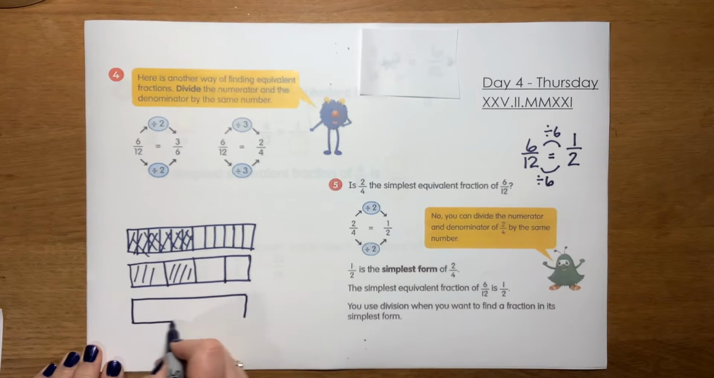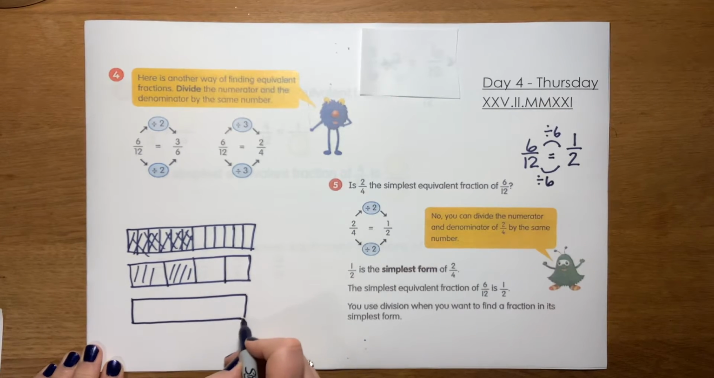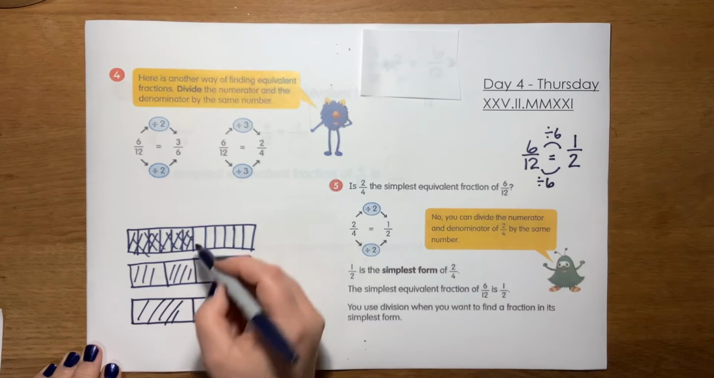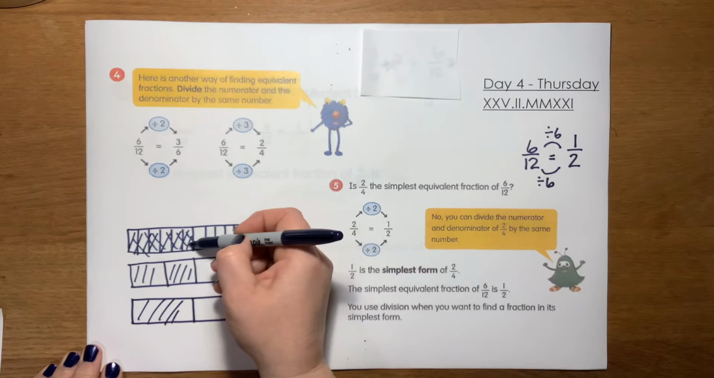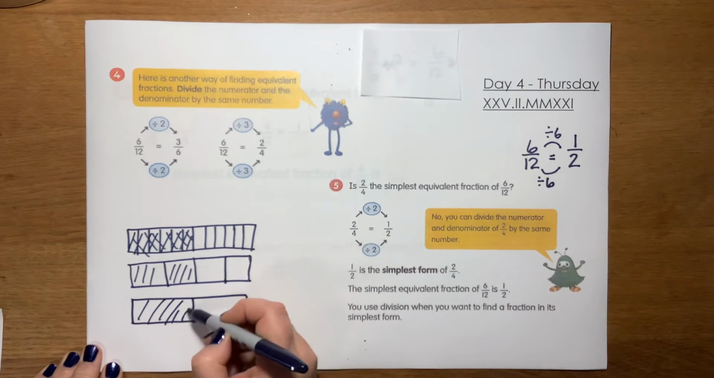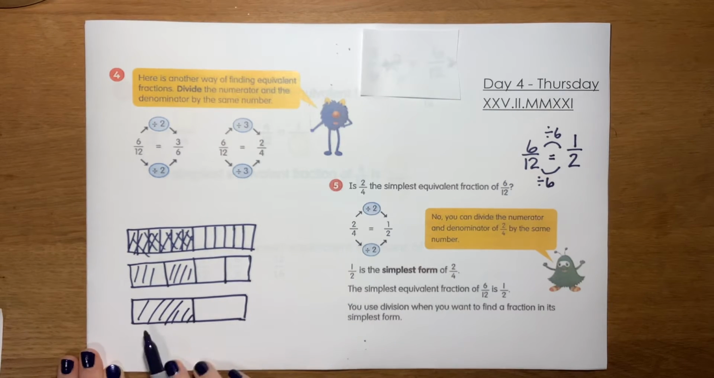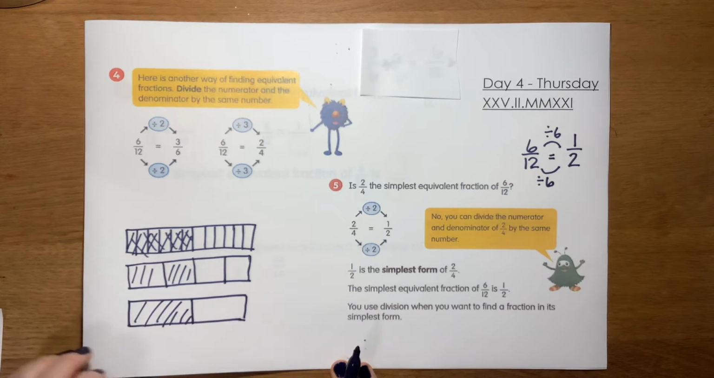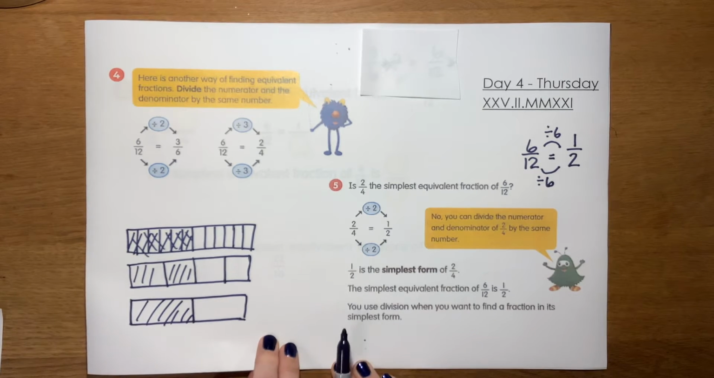And again, we've got the same size of fraction strip, split into 2 parts. One part is shaded, and again, it's the same size as the 6/12, as the 2/4, as 1/2. So this is the simplest fraction that we can have because we've only had to split it into 2 parts and one of them is shaded. So whenever you're asked a question about finding a fraction in its simplest form, this is how you will do it. You will divide.